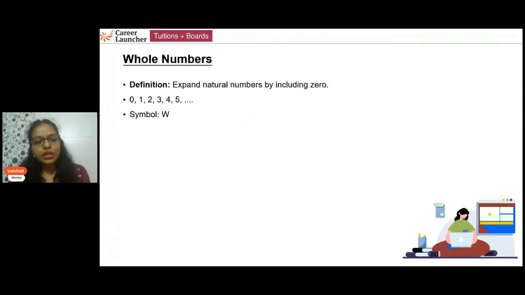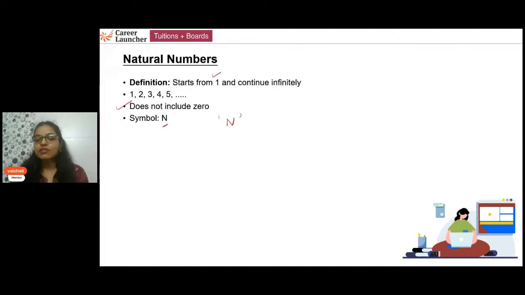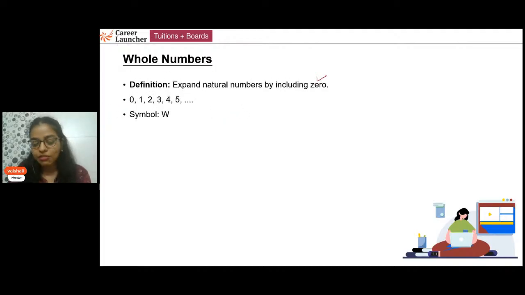Now, what about the next, whole numbers? So if I'm expanding, अगर मैं एक number add कर दूं natural numbers में, so what will it be? It will be zero. So whatever we had excluded in the previous set, if I'm including that zero, हमें क्या मिलता है? Whole numbers. So it is what? 0, 1, 2, 3, 4, 5 and so on चलता रहेगा, right? And how do I denote this set? It will be capital W. Okay, so previously it was capital N and this will be W.